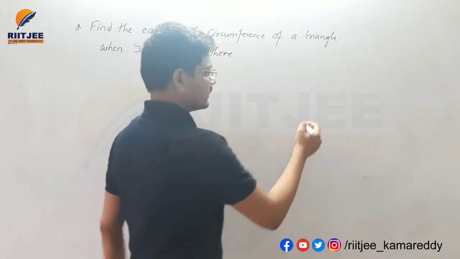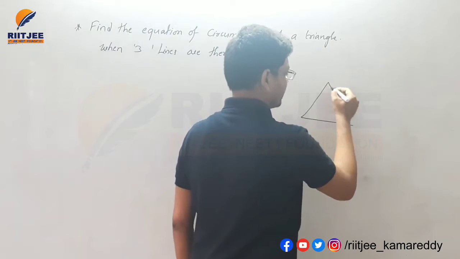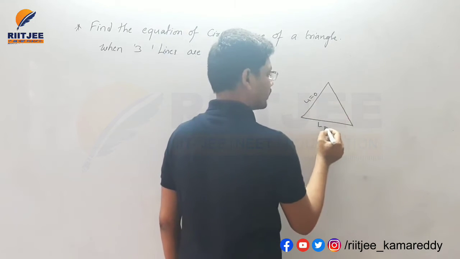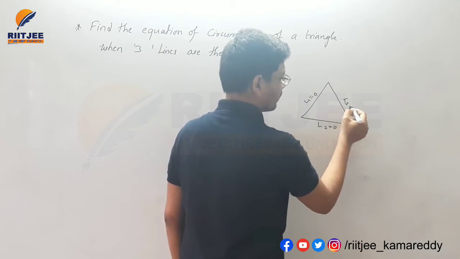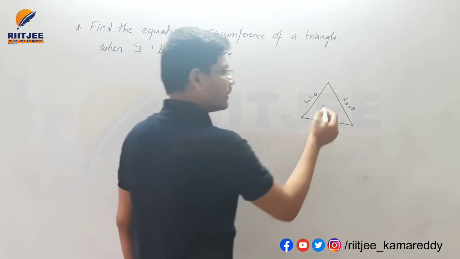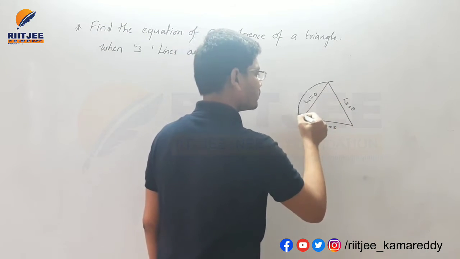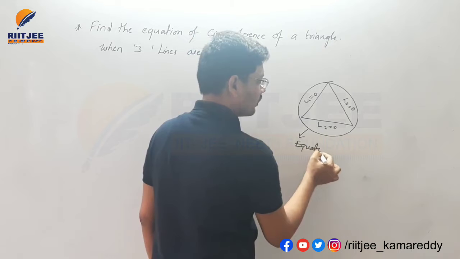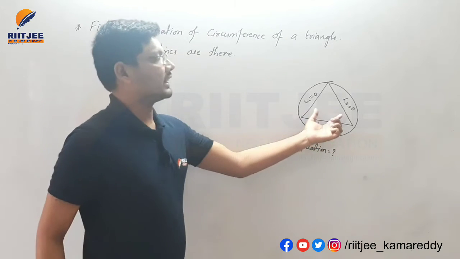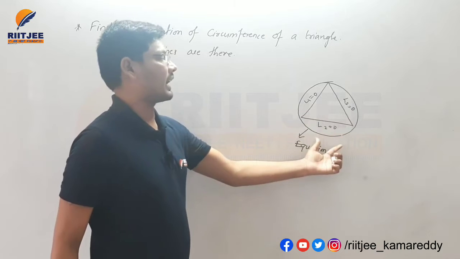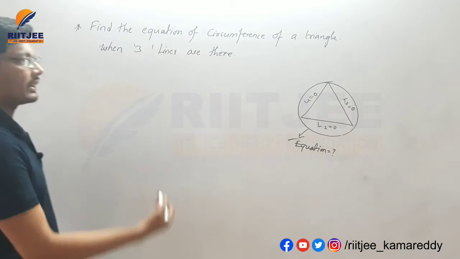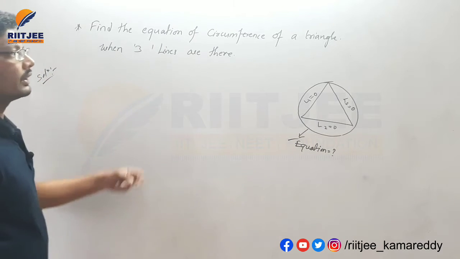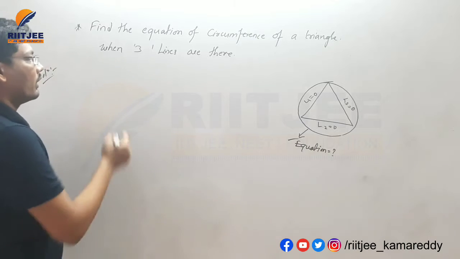Here the condition is the diagram for this one. When a triangle is framed by 3 lines L1 = 0, L2 = 0 and L3 = 0, this is the triangle here. For this triangle, we need to find the circumcircle equation. This is the assumption, this is the condition, and the solution for this is like a theorem.